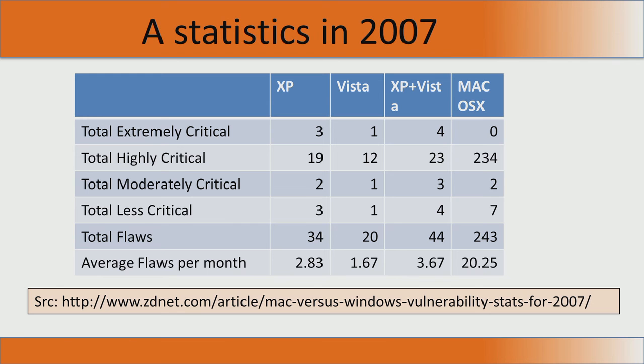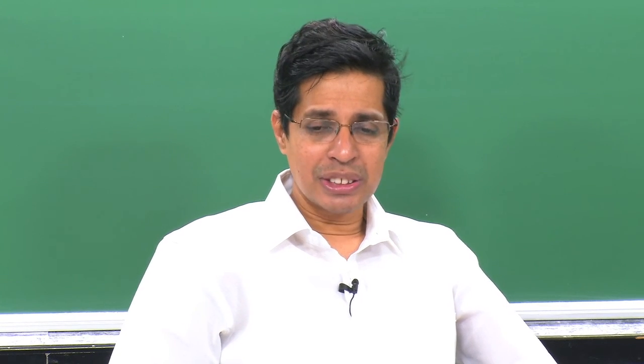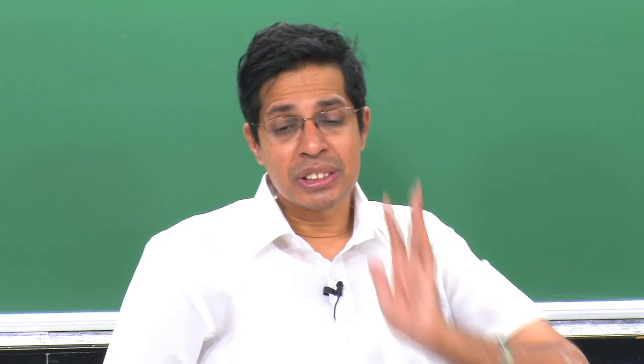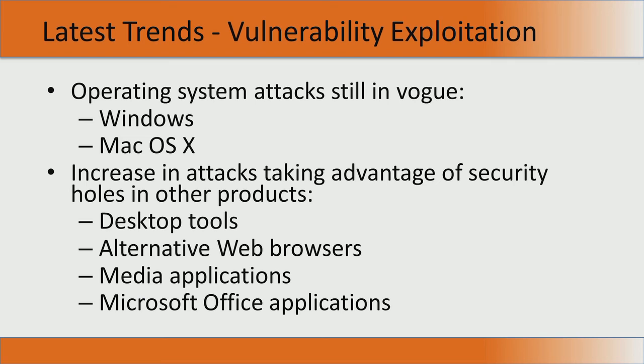We have to be very rigorous in applying the patches so that the vulnerabilities get removed. If you have not applied an antivirus patch from 2007, and say you are a Mac OS X user, then you have at least 243 vulnerabilities in your PC, which is very tricky. Because of this vulnerability exploitation, conventional operating systems like Windows and Mac OS X are under constant threat of being attacked.